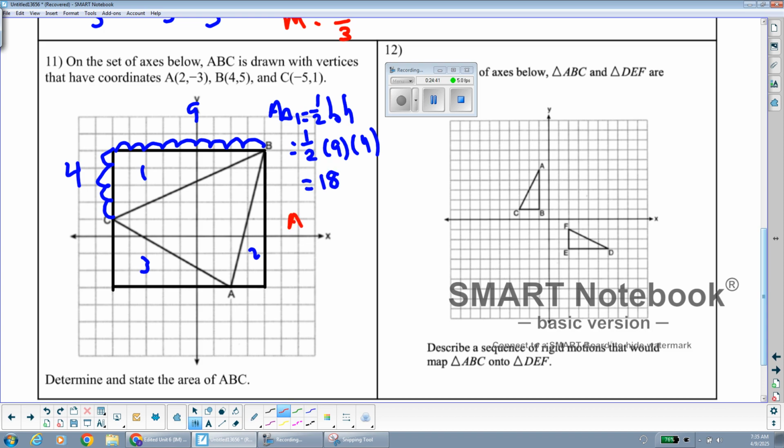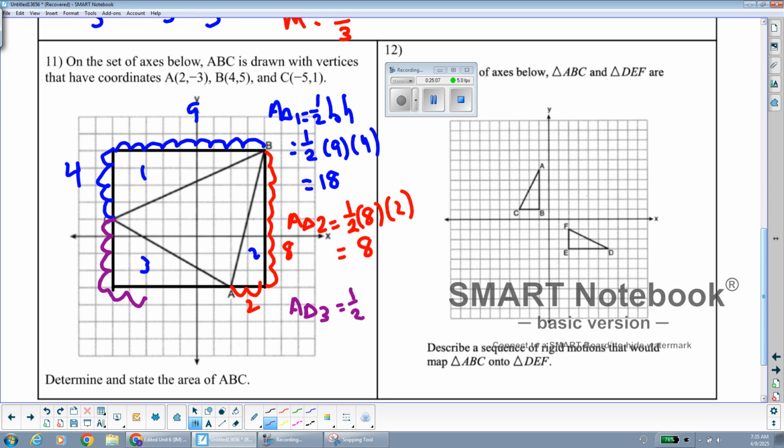Now I'm going to find the area of triangle 2. 1/2 is base. 1, 2, 3, 4, 5, 6, 7, 8. 1, 2. So half of 8 times 2. That's half of 16, which is 8. And finally, half of 28 is 14.